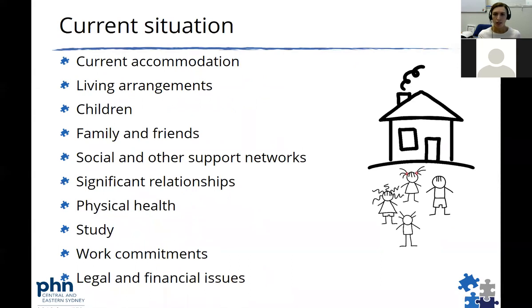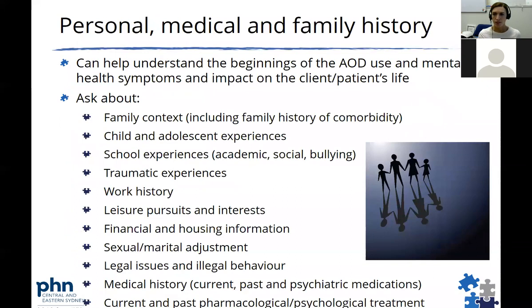It can also be helpful to ask the client about their current accommodation, their living arrangements, their children, family and friends, social and other support networks, their significant relationships, physical health, study, work commitments, legal and financial issues. Exploring and discussing the client's background can help both the client and health worker understand the beginnings of the AOD use and mental health symptoms, as well as the impact on the client's life.